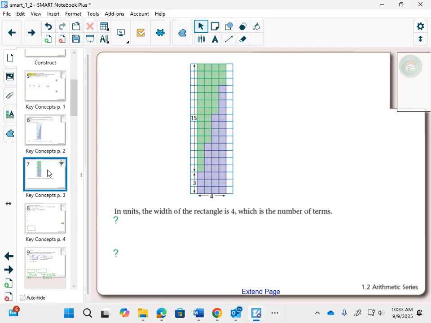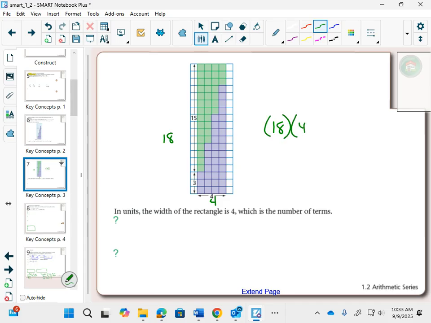And what's the area of this rectangle? Well, the base is 4. The height is the 15 plus the 3, the 18. Just like in the other one, they all add up to 18. And then base times height, or length times width, would be the area of the whole rectangle. But I only want to find half of it, so you divide by 2. And it's just another way of looking at the same formula. Kind of a visual to see.